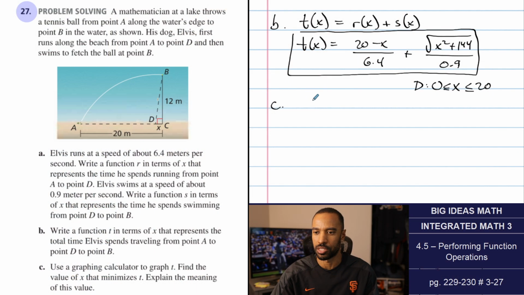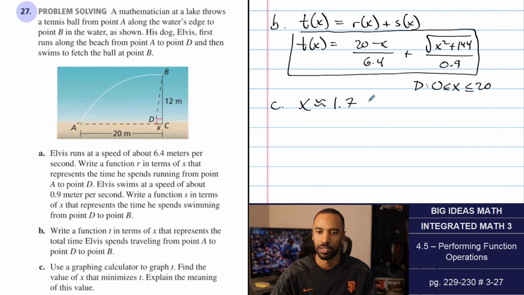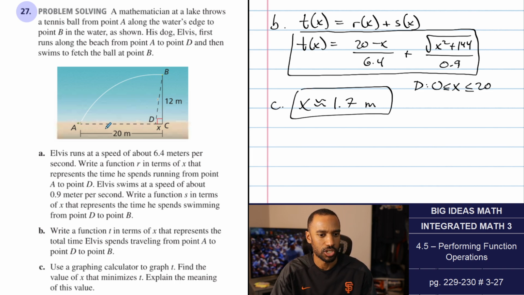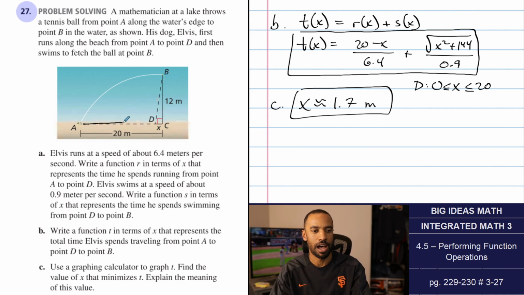In order for the dog to optimize, and I don't know how much I want to talk about this here, but x is 1.7. This is meters for that part. The optimization of this is such that, okay, the dog runs faster. Elvis runs faster than he swims. But if you don't cut it off at a certain angle, that swimming time, although slower, is a shorter distance here than it is there. So there's this optimum level.